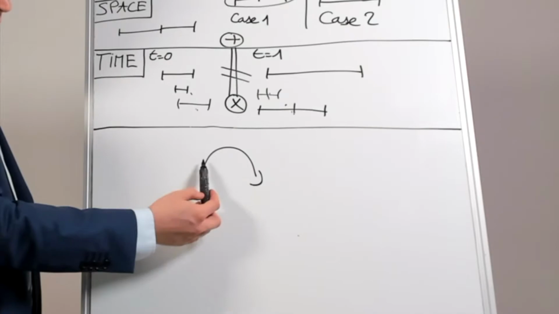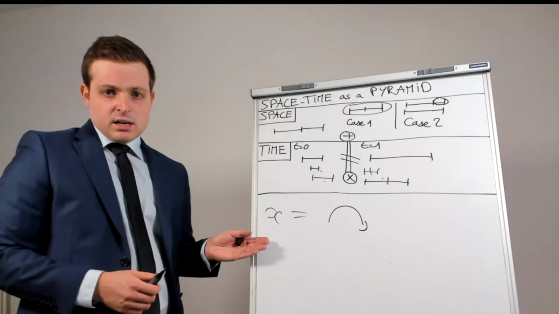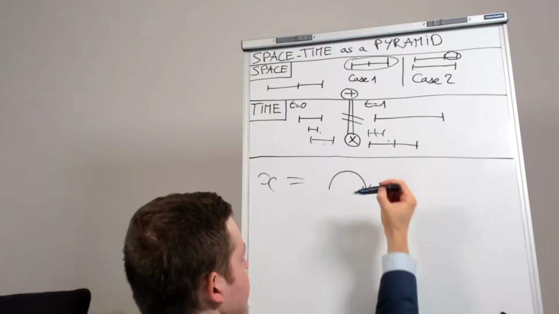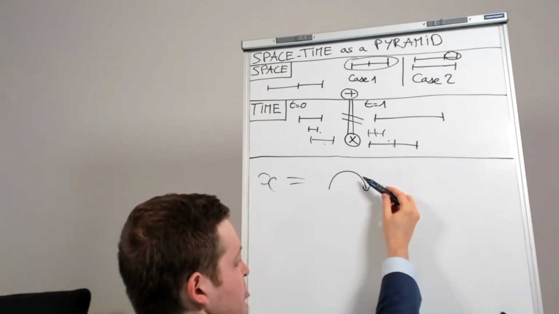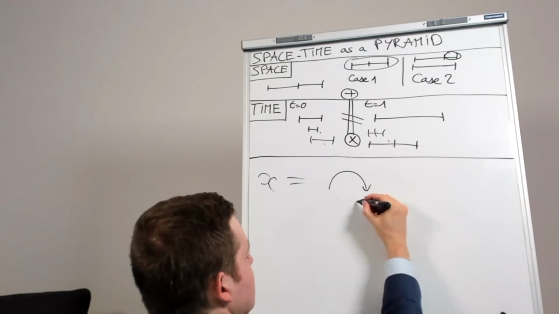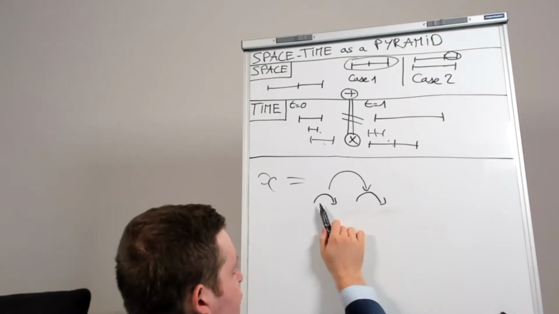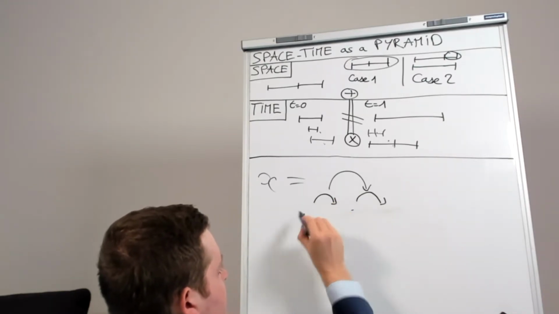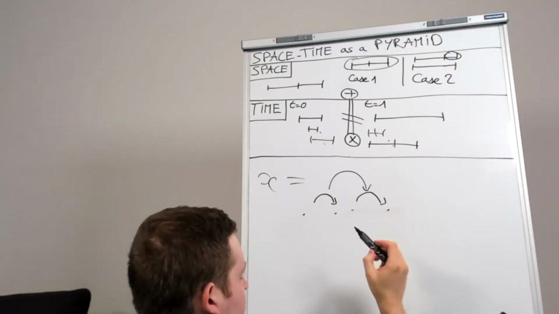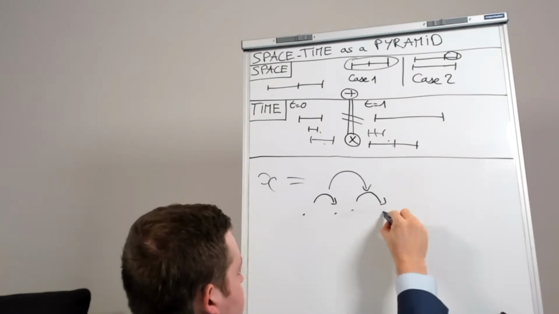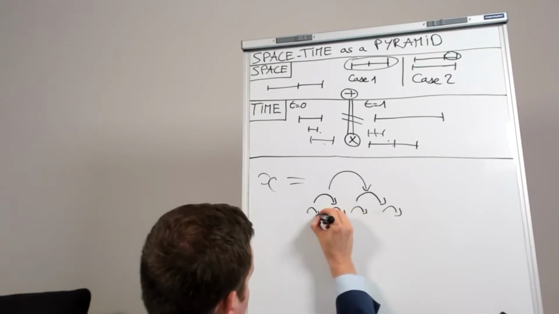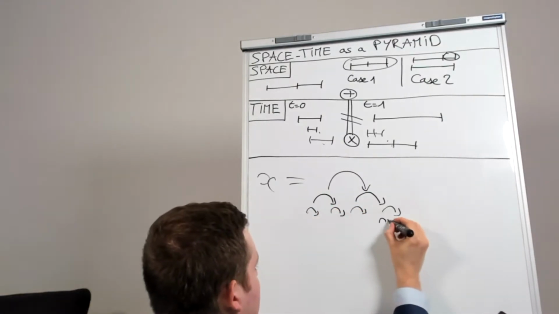So space-time has a time-like aspect. Let's call X our space-time. Space-time is time-like, but space is also time-like. This time here both have an input space and an output space. But these spaces are also time-like. And we keep going.